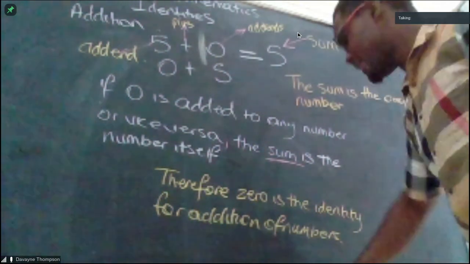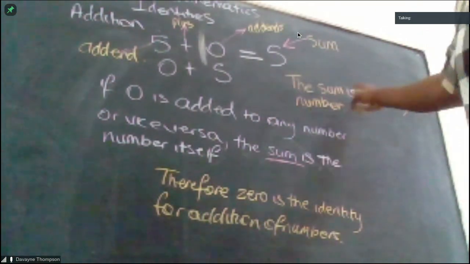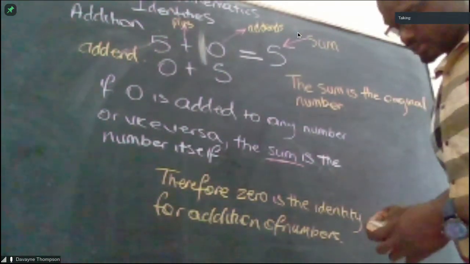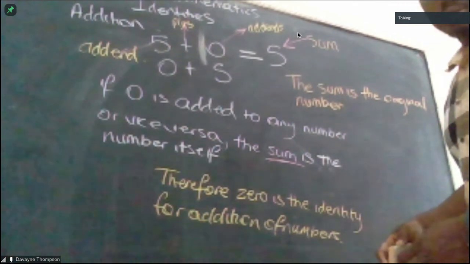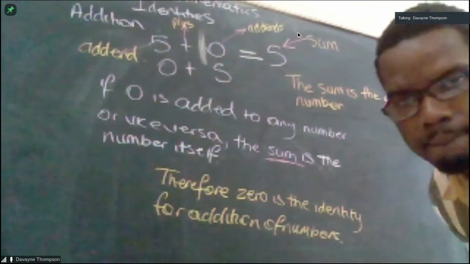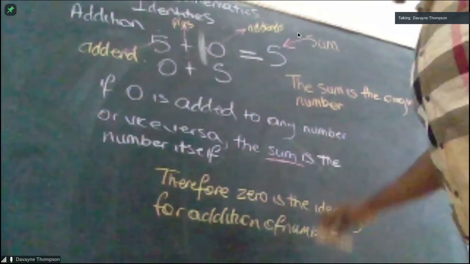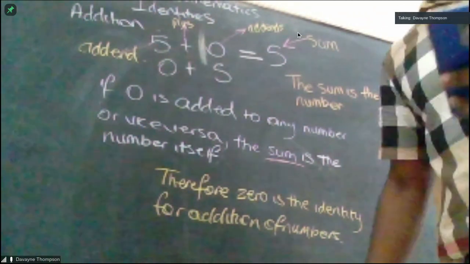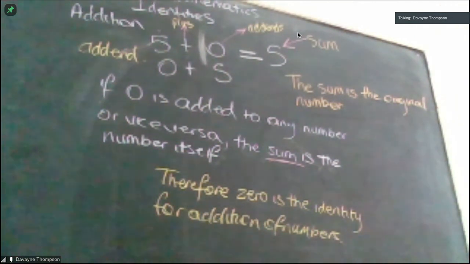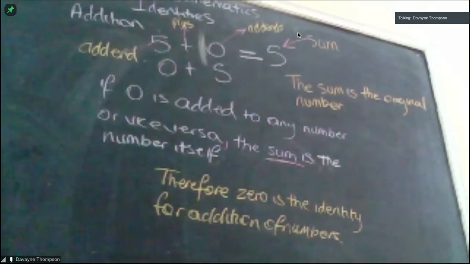Now we're going to go into the identity for multiplication. Can I erase the board? Can I erase the board, everybody? Yes, sir. Alright. Let me just take a picture of it if you haven't taken it off and put it in the group. One second, I'm just putting it in the group if you haven't taken it off. Alright, I'm going to take a picture of it.